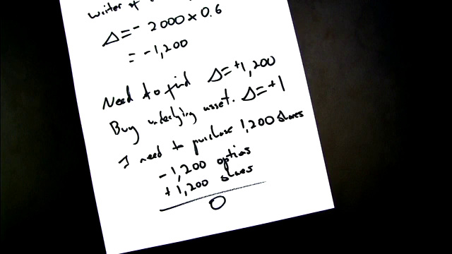Okay, so now no matter what happens, my total portfolio shouldn't be impacted. So now my portfolio is equal to 2,000 call options and buying 1,200 shares. That's my portfolio. Okay, so let's have a look at how this works.